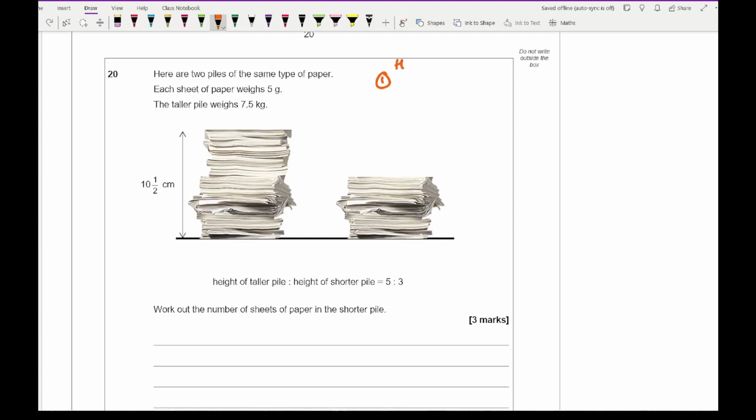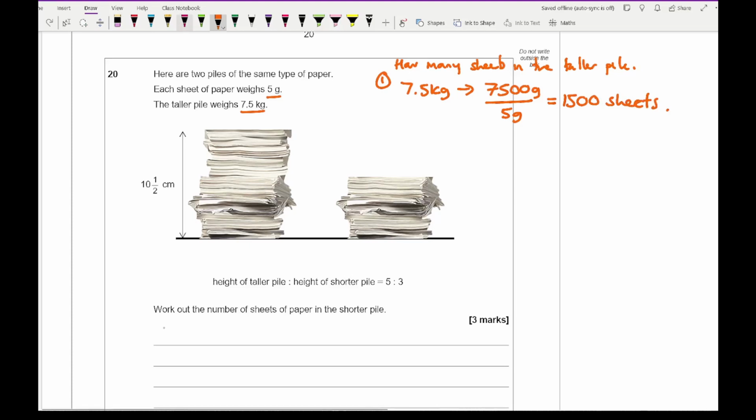So how many sheets in the taller pile? To do that, I'm going to use the weight. Now we can see that we've got 2 different units of weight. So rather than writing 7.5 kilograms, I'm going to write 7,500 grams, and I'm going to divide that by 5 grams, in which I get an answer of 1,500 sheets.